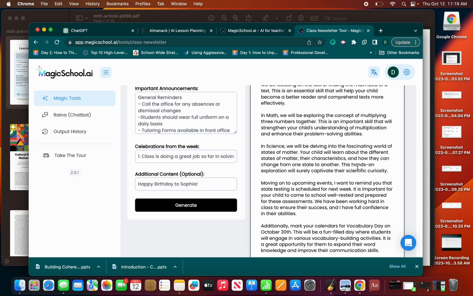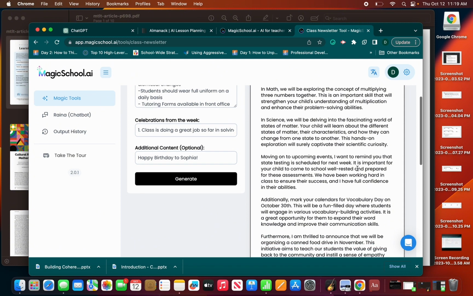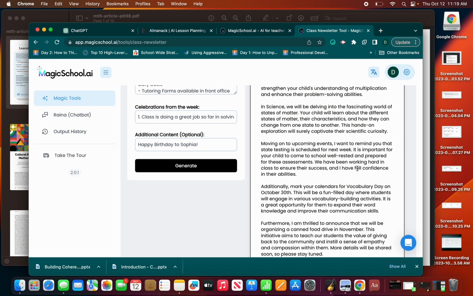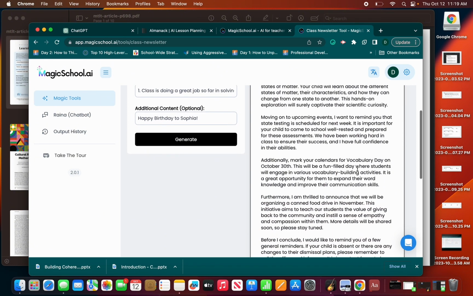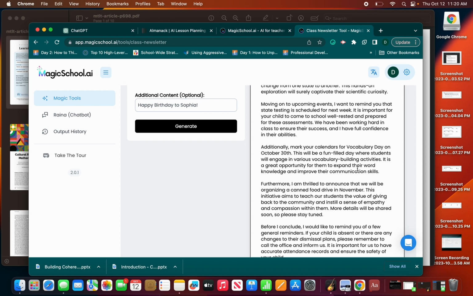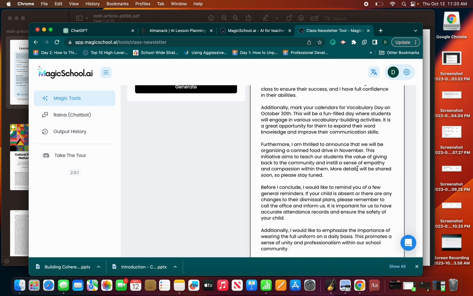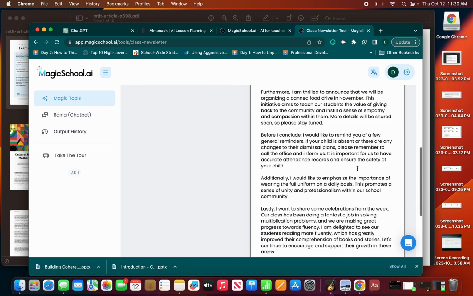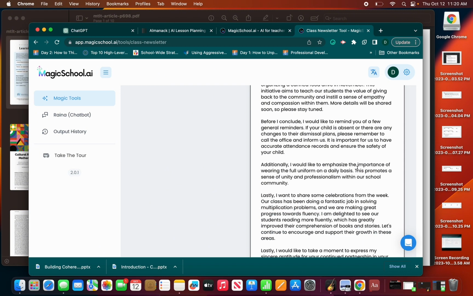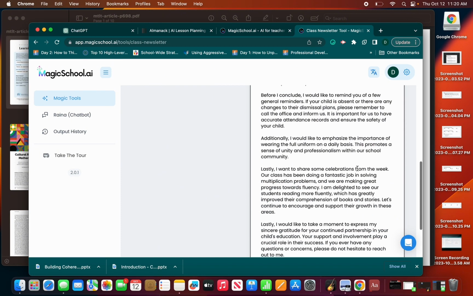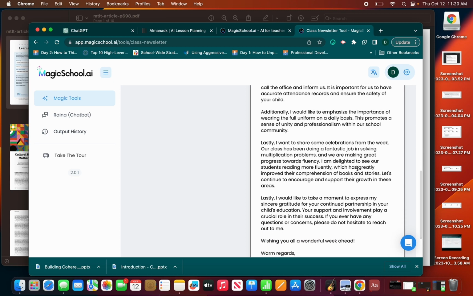It tells them what to do to get their kids ready for testing, and talks about the canned food drive. It does misinterpret what Vocabulary Day is, so I have to edit that to make sure it's right. So if you're like me and you spend a lot of time erasing and then rewriting and erasing and rewriting, this might be a useful tool to take that burden off of you and come up with at least a baseline of what your newsletter could look like. And hopefully just some quick edits, and it would be good to send.